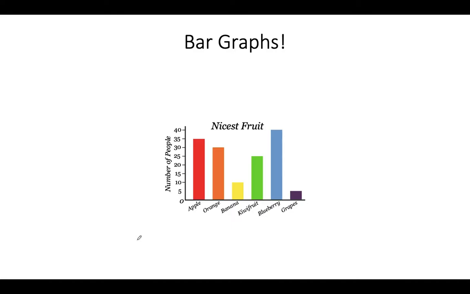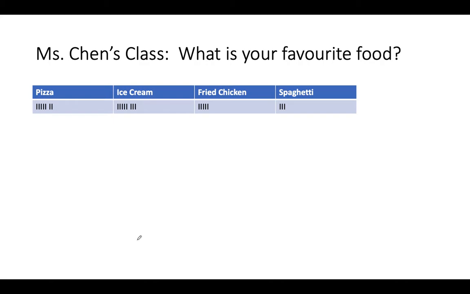So let's work through the first example. Here, I'm showing you something that is not a bar graph. This is a table. It's a table of information, okay? And we can see at the top here, we have a question that we've asked Miss Chen's class. The question is, what is your favorite food? And you can see here that people have answered the question, and we've organized that data, that information, into a table. Okay, so this is great.